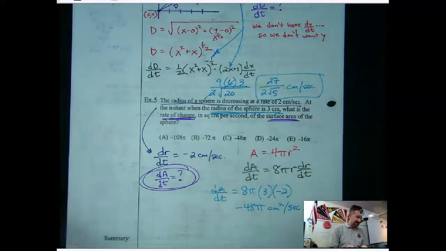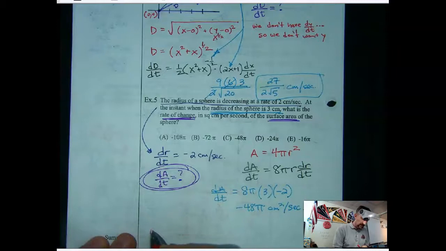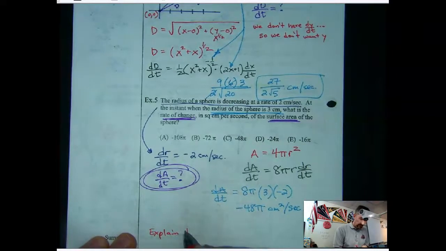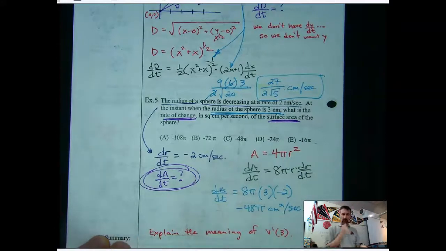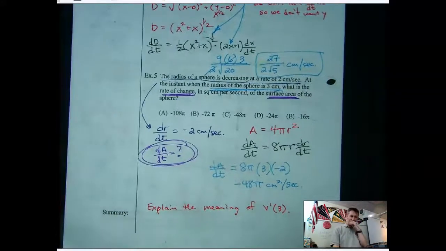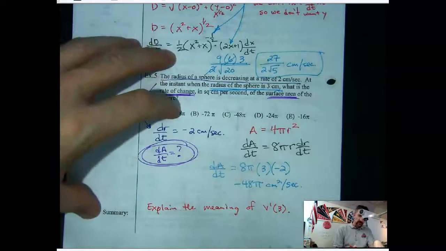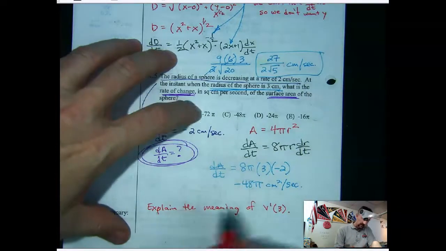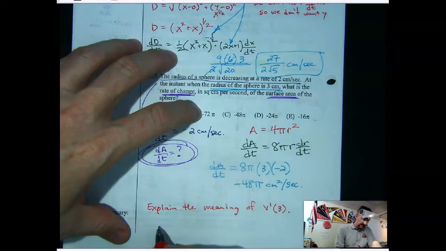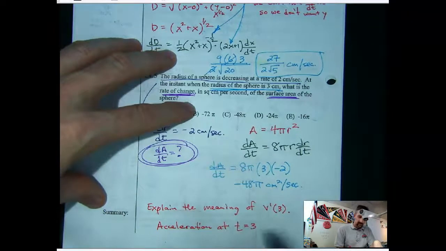Alright, and one last thing. Explain the meaning of v prime of 3. So go ahead and pause the video and see if you can explain what that means. Okay, it's pretty basic, pretty simple. The derivative of velocity is acceleration, so it's the acceleration at t equals 3, and then whatever the units would be. That's it. That's what that means.